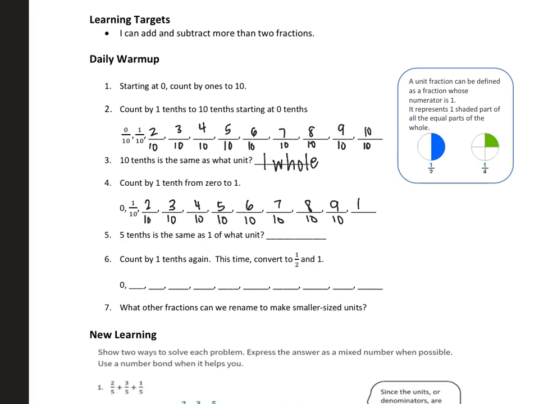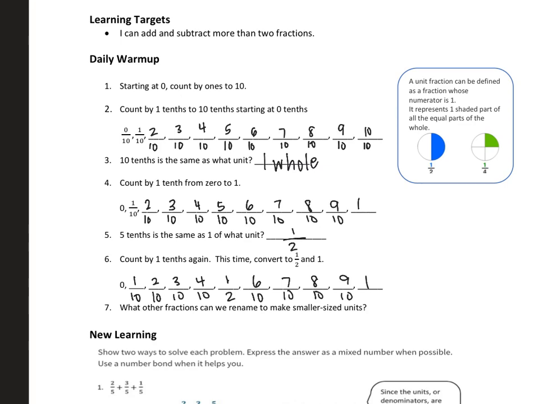Okay? So next it says 5/10 is the same as 1 of what unit? So 5/10 is the same as 1/2. So again, we're going to count by tenths, but this time we're going to convert 5/10 into 1/2, and then write 10/10 as 1 whole again. So here we go. 0, all right, instead of that 5/10, I'm going to write 1/2 and keep going. And then instead of 10/10, I'm going to write 1 whole.